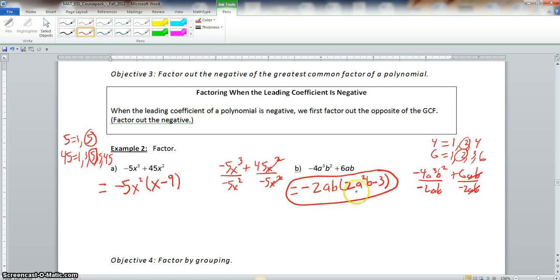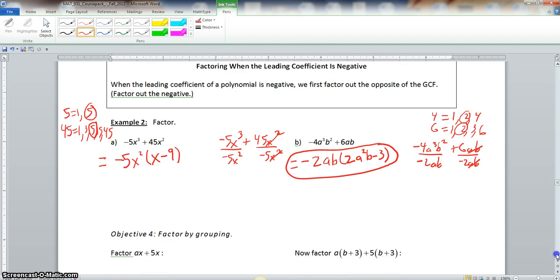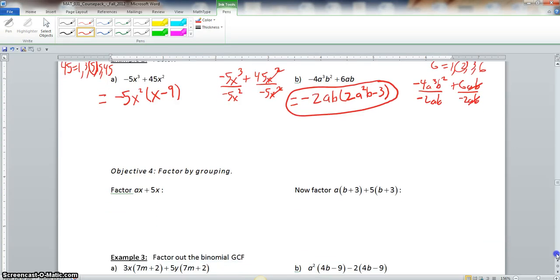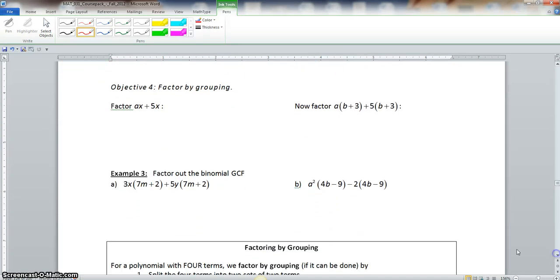So we have negative 2ab times the parenthesis of 2a squared b minus 3. Now we scroll down here to objective 4. It says factor by grouping. Now we have factor ax plus 5x.